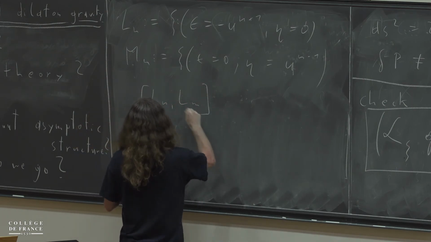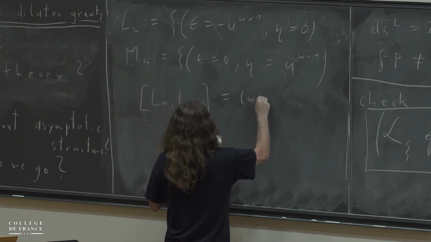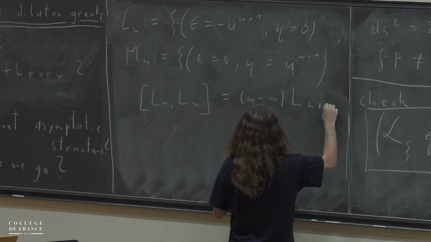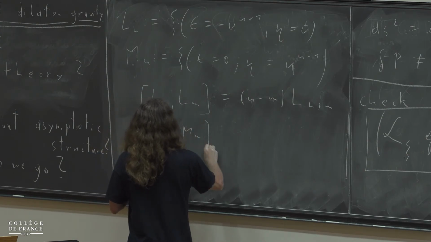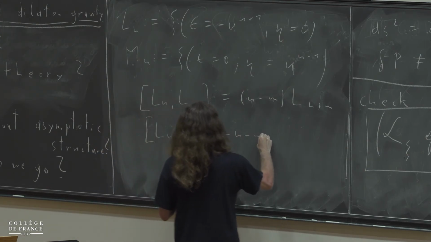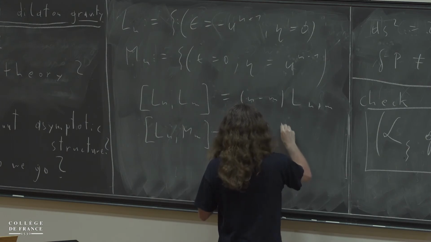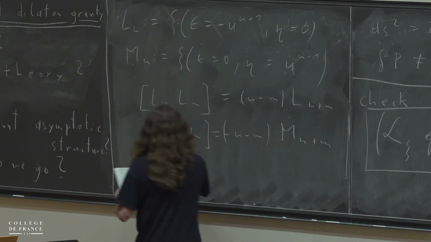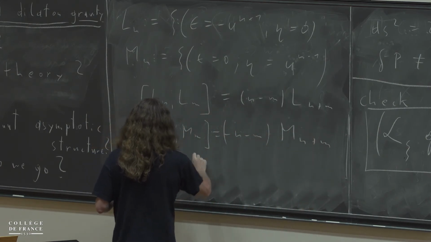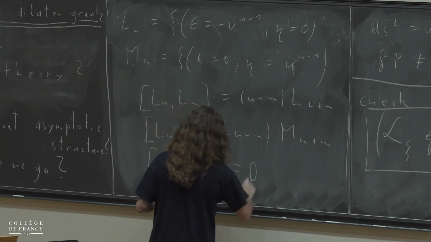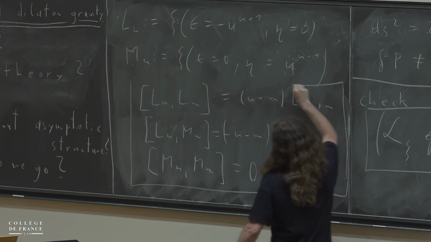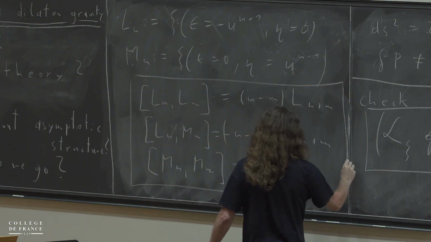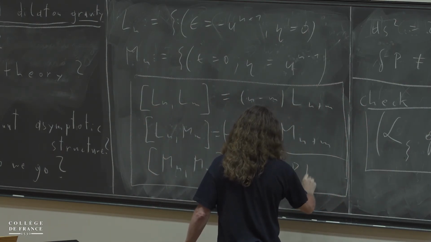Ln with Lm gives you n minus m, Ln plus m. Ln with Mm gives you minus m, M n plus m. And the M's commute among themselves. So this is the algebra that we call BMS2.